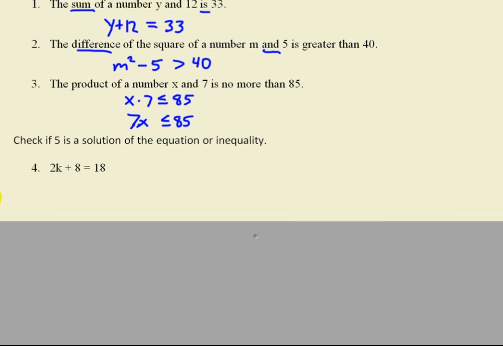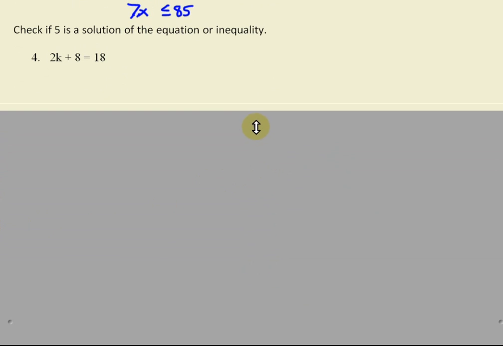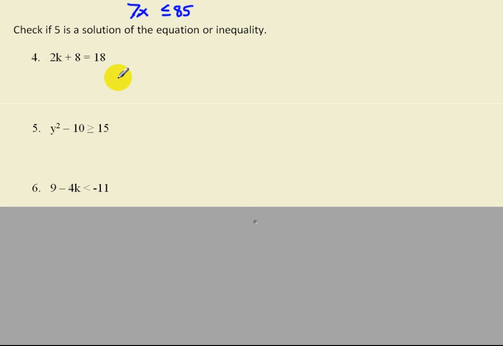Okay, check if 5 is a solution of the equation or inequality. So we're going to substitute 5 in place of our variable. And then we're going to ask, does 2 times 5 plus 8 equal 18? And we apply our order of operations.